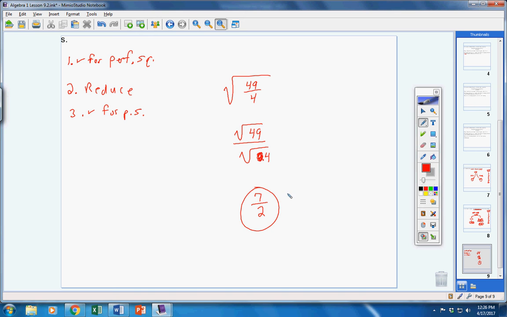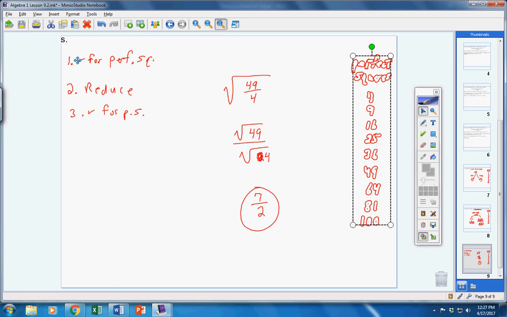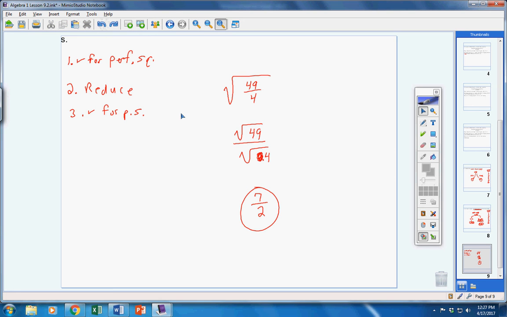You can't reduce it. There's no square root. You can't simplify it. You definitely don't need that. There's no square roots to simplify. So we're good. Alright, moving on to the next problem.